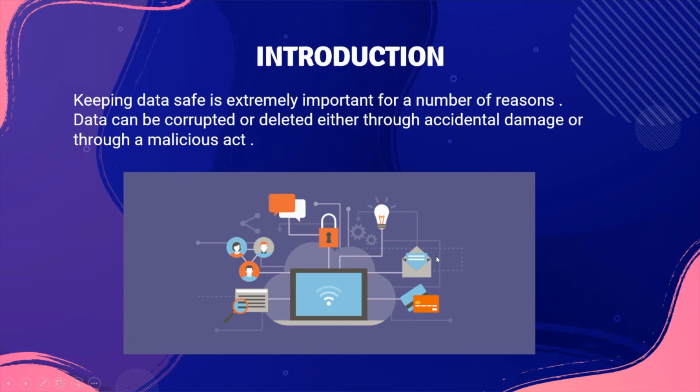Before we move on to the chapter, let me give you some brief description on what this chapter, security and ethics, is all about. Keeping data safe is extremely important for a number of reasons. Data can be corrupted or deleted either through accidental damage or through malicious act. This chapter will let us know security risk, prevention methods, encryption, etc. as you saw on the learning objectives. Without further ado, let's start learning.